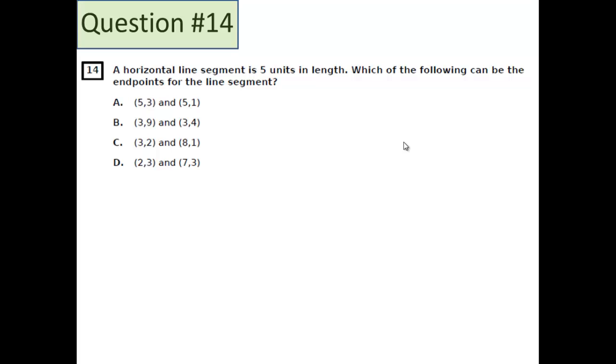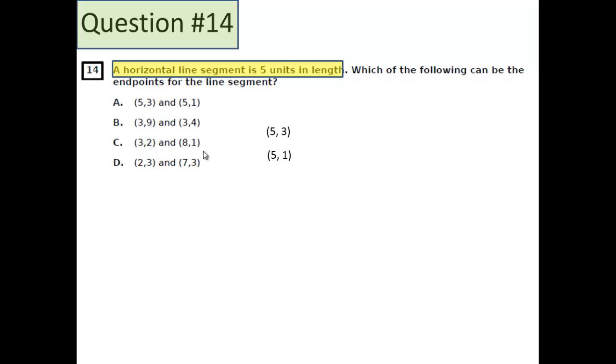Okay, moving on to number 14. Perhaps the trickiest problem on the test. A horizontal line segment is 5 units in length. Which of the following can be the end points for the line segment? Okay, very important part here. A horizontal line segment is 5 units in length. Okay, so we're basically taking these points, which we can't cover up, we need this information, and finding the length of each of them. And that seems like a lot of work, but you'll see with these numbers that they gave us, it's really not that bad.